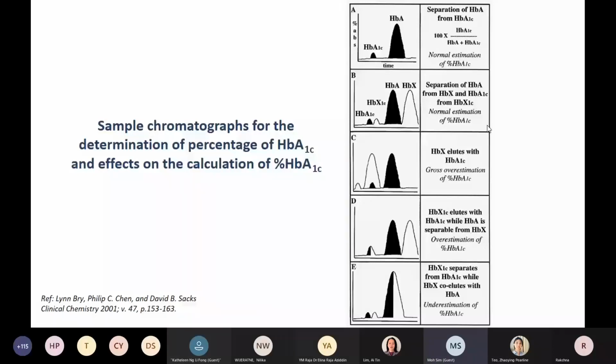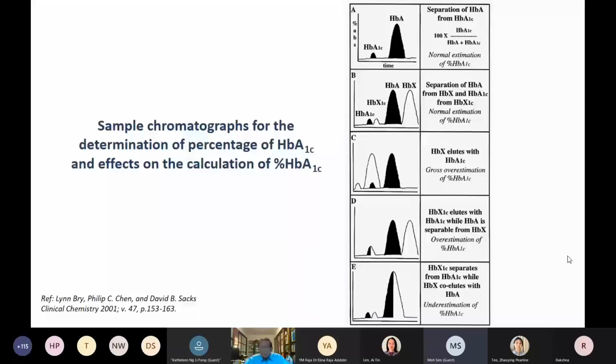In box C, HbX actually elutes with HbA1c, and this leads to gross overestimation of HbA1c. In box D, HbX1c elutes with HbA1c, while HbA is separated from HbX, and this leads to, again, an overestimation of HbA1c. In box E, HbX1c is separated from HbA1c. However, HbX co-elutes with HbA, and this leads to an underestimation of HbA1c.